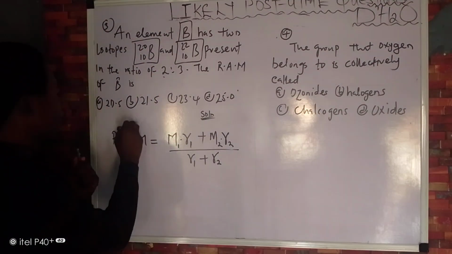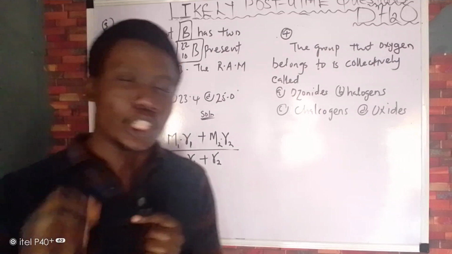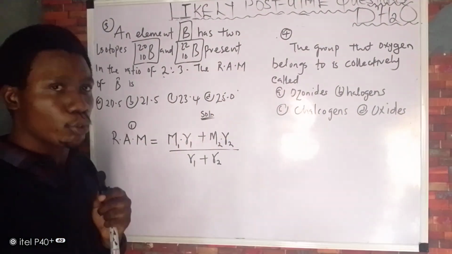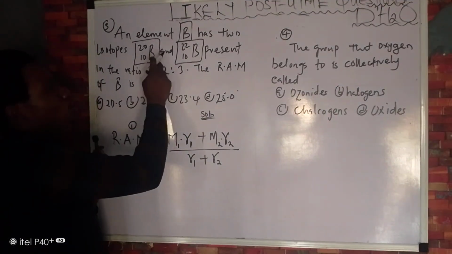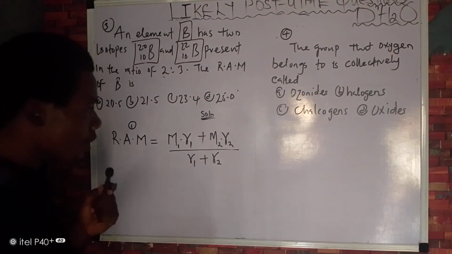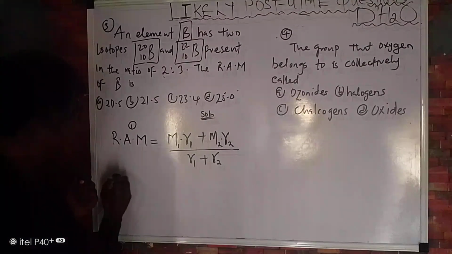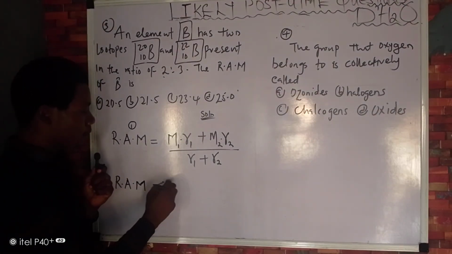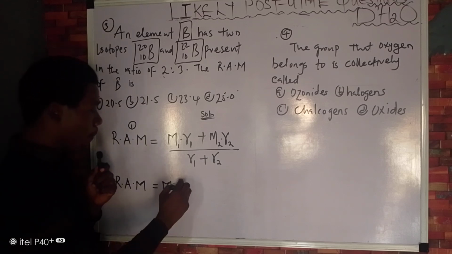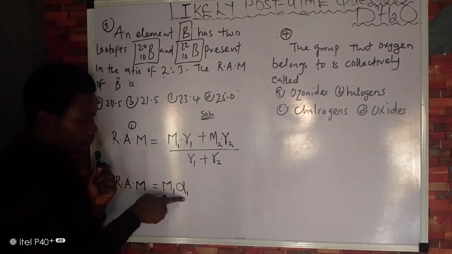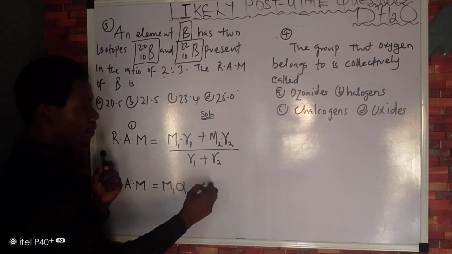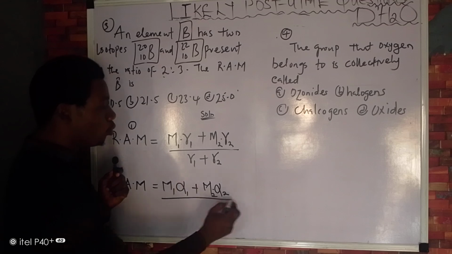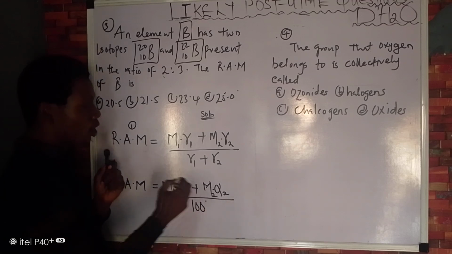Now, this formula number 1, sometimes the question is given to you in percentage. So how do you solve it if it is given in percentage? That is, if the abundances are in percentage, then we use relative atomic mass is equal to the mass of the first isotope multiplied by its abundance, plus the mass of the second isotope multiplied by its own abundance, all over the total abundance, which is always 100.